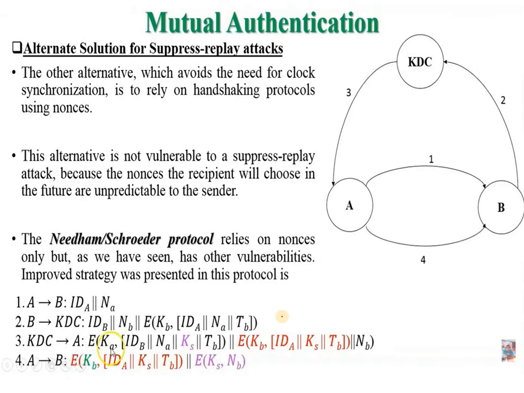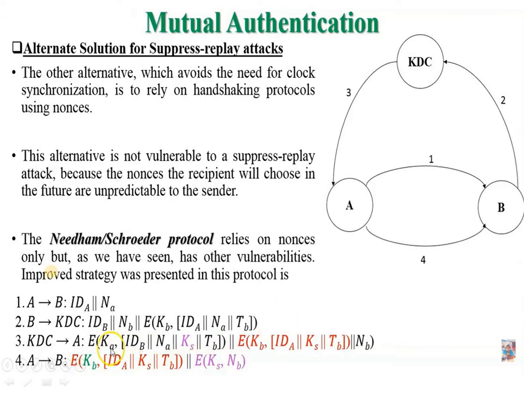Okay. And at last, A can decrypt the first part, but A can't decrypt the red part because it is encrypted by the master key of B. So what will A do? A will decrypt this part and check the identity of B, the nonce, the session key and the timestamp of B. But A can't decrypt the other part, hence it will share this message with B.